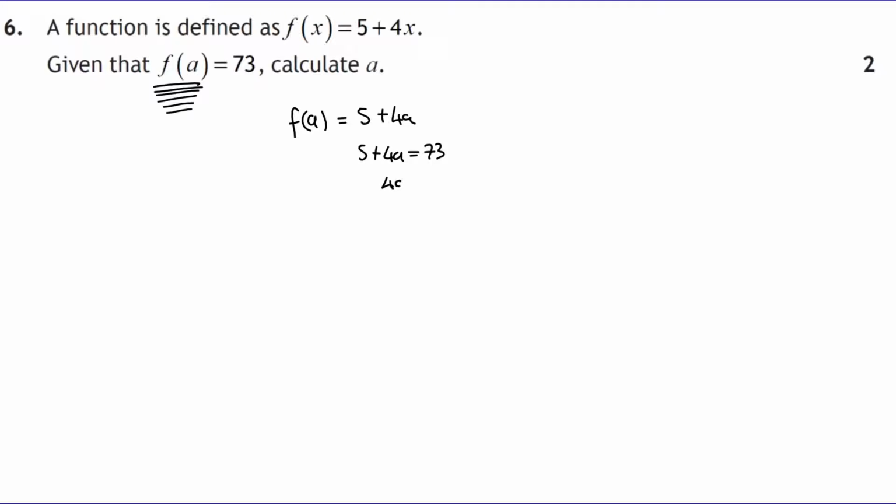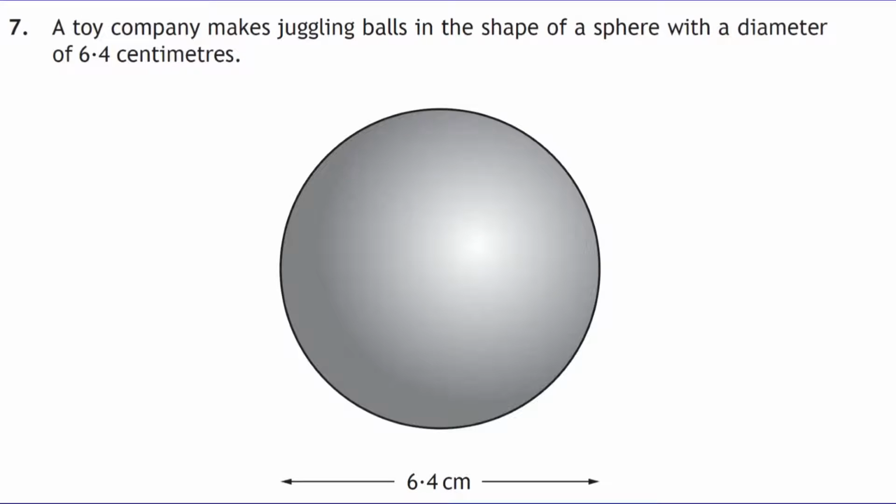We've then just got a straightforward equation. Take away 5 from both sides and we get 4a equals 68. And then we're dividing both sides by 4 to get a equals 17. Okay, good. Question 7 looks like it's going to be a volume question.